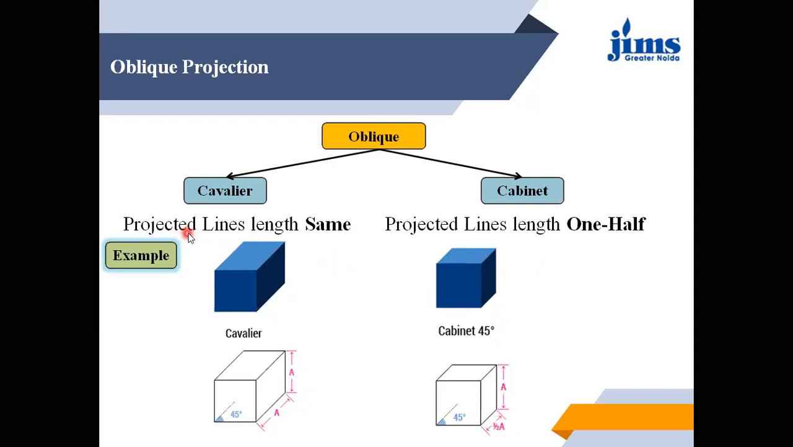I told you that projected lines are of the same length in Cavalier, and in Cabinet we have to project the lines at half of the length of the object. So from here it will be clear to you. This is about the Cabinet projection and this is about the Cavalier projection. Of these two, Cabinet projection looks more realistic than Cavalier projection.